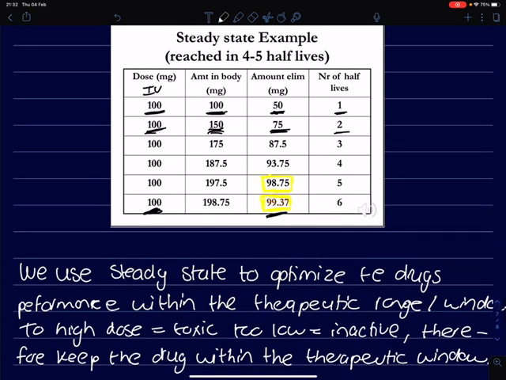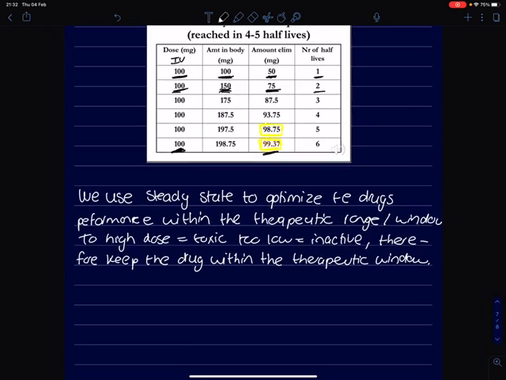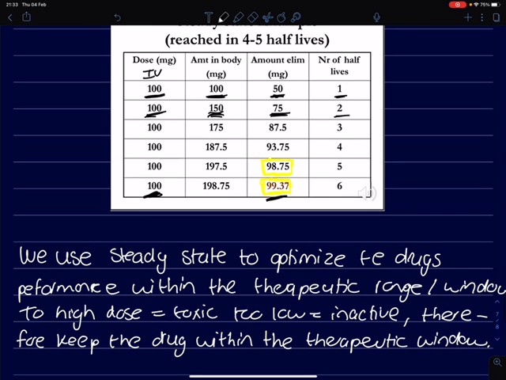And that's exactly what steady state is: the dose administered is the same as the dose eliminated. We use steady state to optimize drug performance within the therapeutic range or therapeutic window. Too high a dose would be toxic and too low a dose would be inactive. Therefore, smaller doses but more doses of most drugs would be the most effective, because you keep the dosage within a therapeutic window.